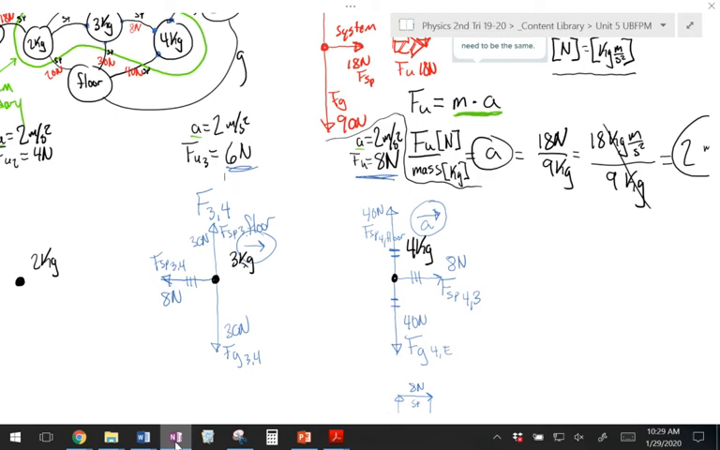Hash it out with your neighbor there. What makes more sense for this 3 kilogram box, 2 newtons or 14 newtons here? Both of them give an FU of 6.